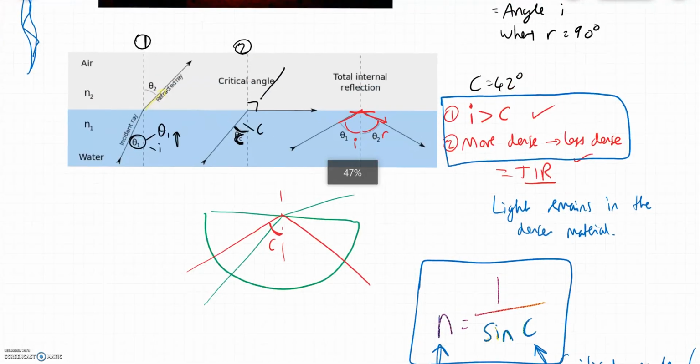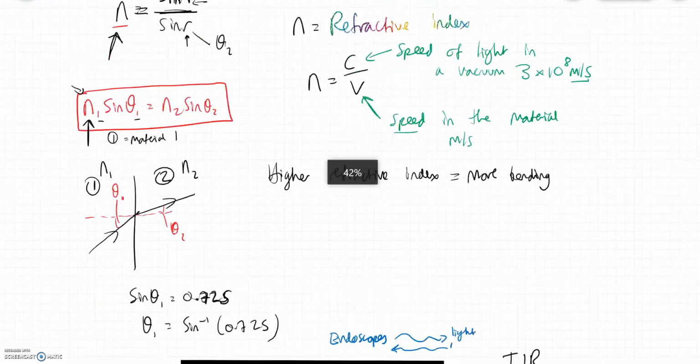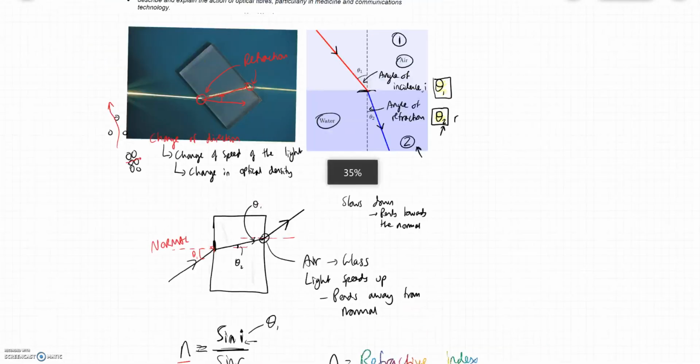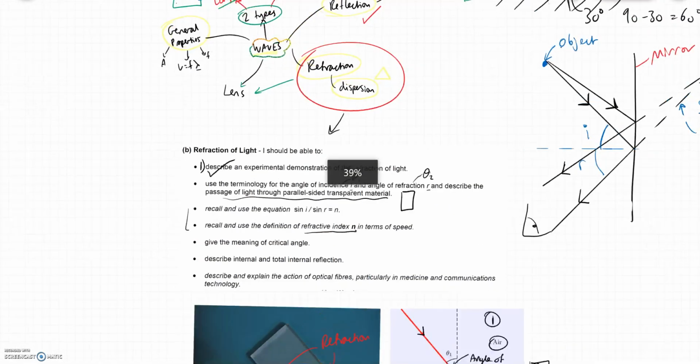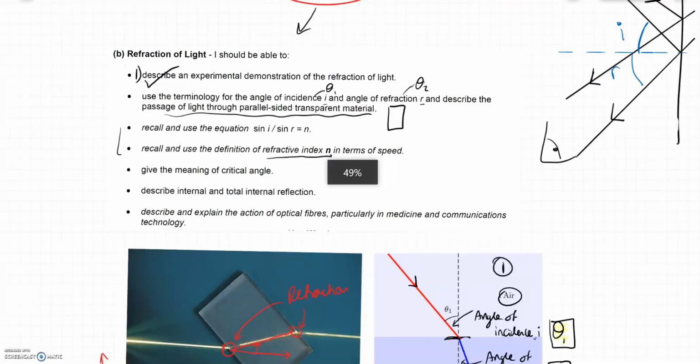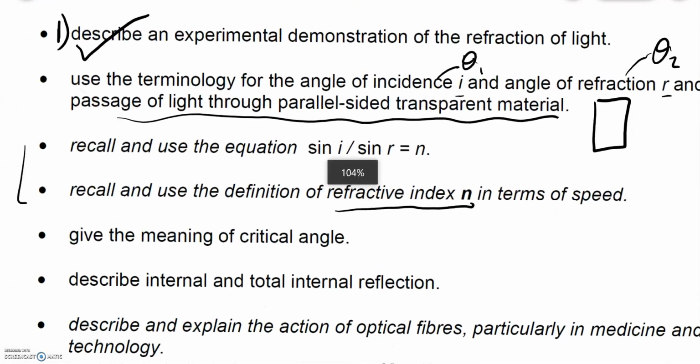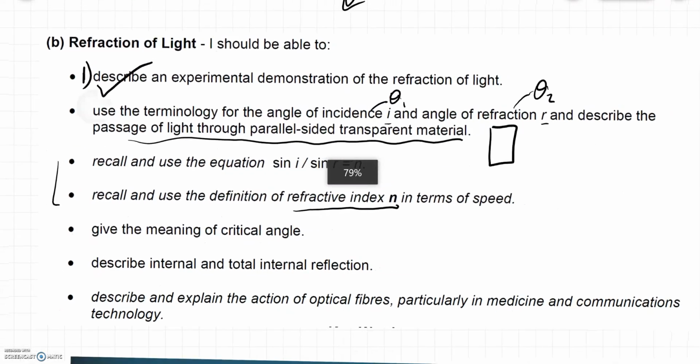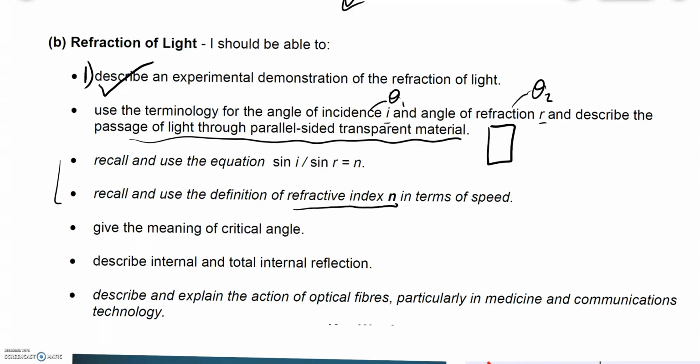So let's go back up to our syllabus statements. Oh, we've done a lot there. Refraction is quite a tricky one, so do watch back any parts that you don't understand, and go on the internet yourself and try to find other videos or parts from the book to help you. So you can see now we've covered all these points. We know the meaning of critical angle. We know what total internal reflection is.